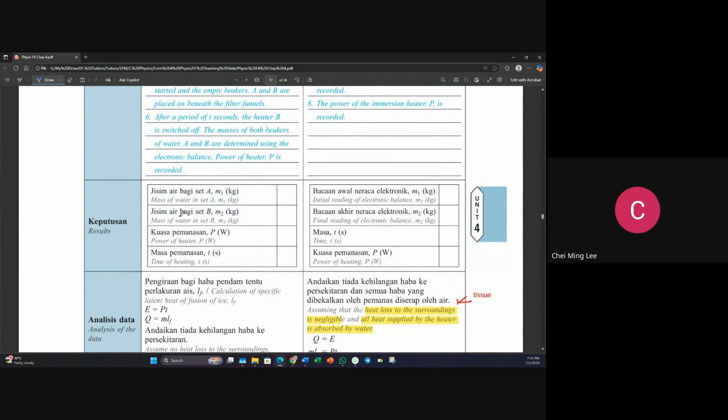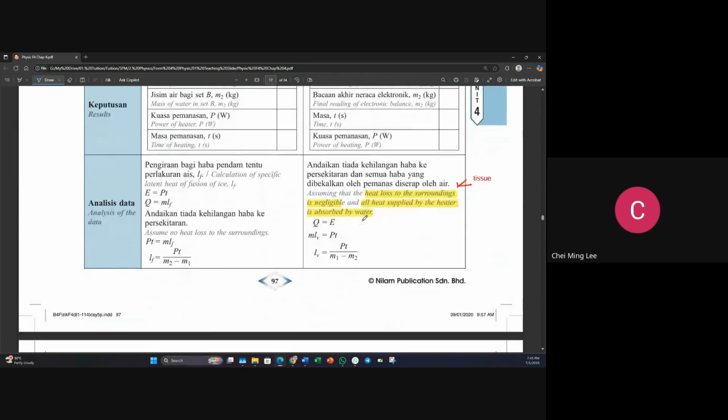So you see, normally this is how the setup is. You need to mention set A, set B, the power of the heater, and the time of heating. For this one it is initial, final, time, and the power of heating. So how was the power of heating calculated? These two use the same formula, you will find out. Sorry, a bit different, just a bit different.